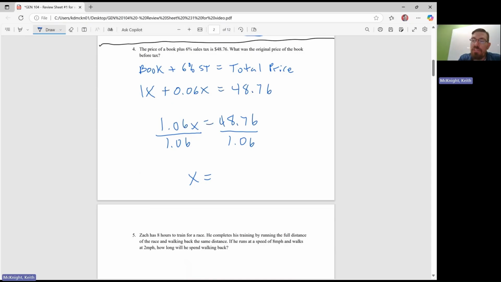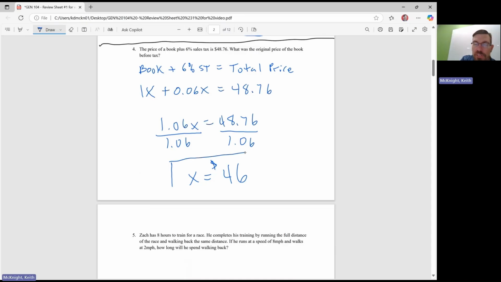But if we do 48.76 divided by 1.06, we're going to get $46, which is a very valid number for what we were expecting, because it's going to be something slightly smaller than 48.76. It's the book itself and not the sales tax added on. So we get a decent result.